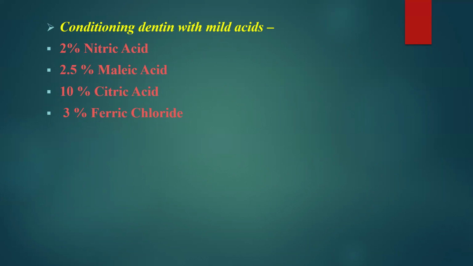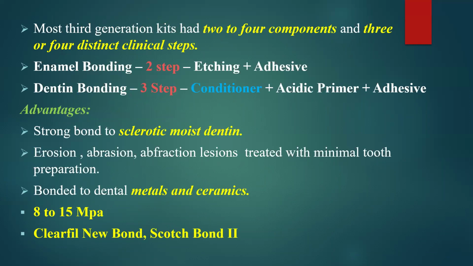3% ferric chloride. Most third generation dentin bonding agents will be having 2 components and 3 or 4 distinct clinical steps. For enamel bonding, there are 2 steps which include the etching plus adhesive, and the dentin bonding includes 3 steps, that is the conditioner was used, which was followed by the acidic primer and the adhesive. The advantages include a strong bond to sclerotic moist dentin; erosion, abrasion, abfraction lesions treated with minimal tooth preparation; bonded to dental metals and ceramics. 8 to 15 MPa is the bond strength, and the examples include Clearfield New Bond and Scotch Bond 2.